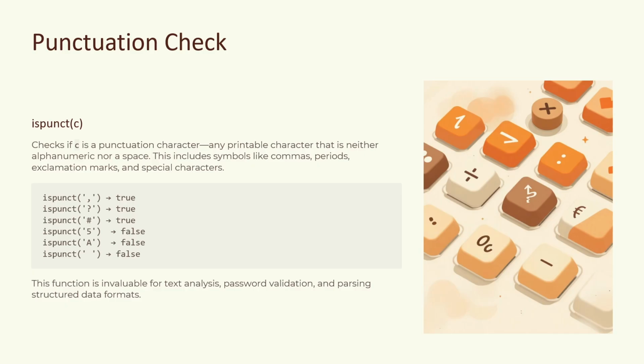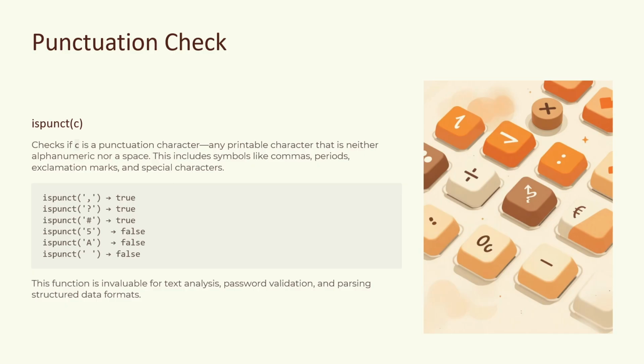Here we have provided some examples. isPunct of comma is going to return true. isPunct of question mark is going to return true. isPunct of hash is going to return true. isPunct of 5 is going to return false because 5 is a digit. isPunct of A is going to return false because A is an alphabet. And isPunct of space is also going to return false because space is not a punctuation character. So this function is invaluable for text analysis, password validation, and parsing structured data formats. And this is all about the punctuation checks.